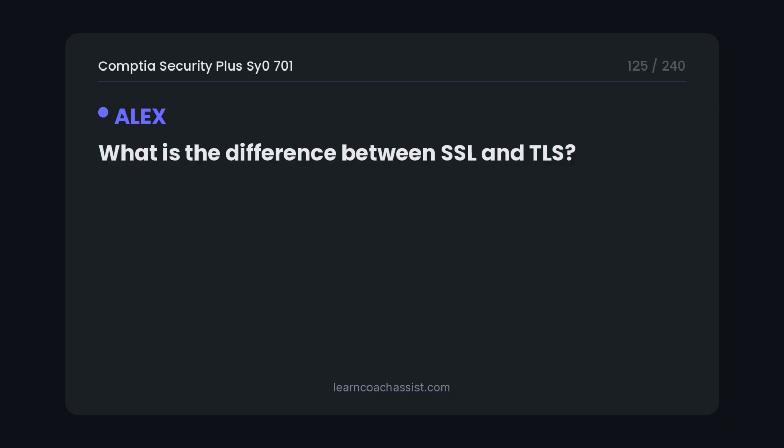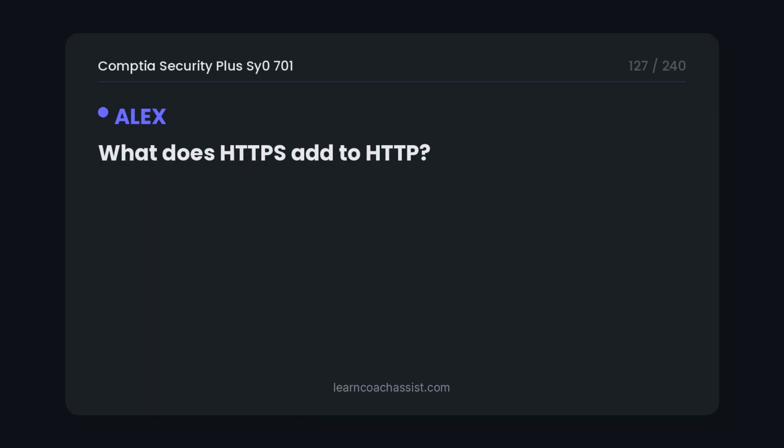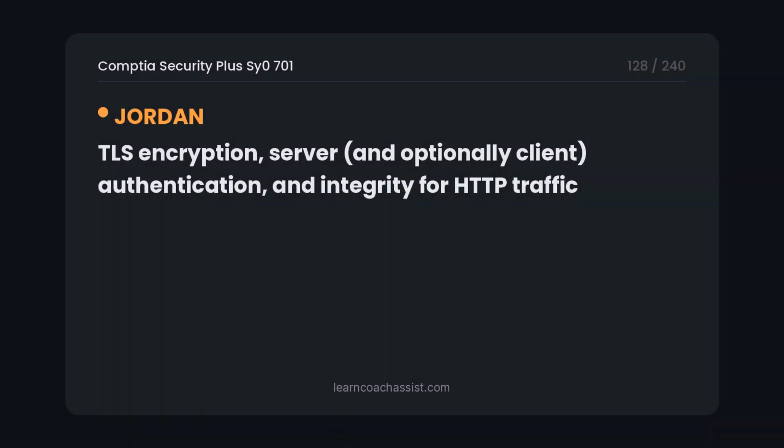What is the difference between SSL and TLS? TLS is the successor to SSL. Modern systems use TLS 1.2 or 1.3. SSL 3.0 is deprecated and insecure. What does HTTPS add to HTTP? TLS encryption, server, and optionally client, authentication, and integrity for HTTP traffic.